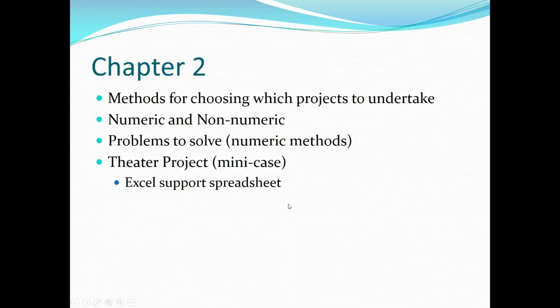Chapter 2, again, is just some highlights. I think we just covered that. It will get into the math and the decision models we can use for choosing between which projects our company should undertake.